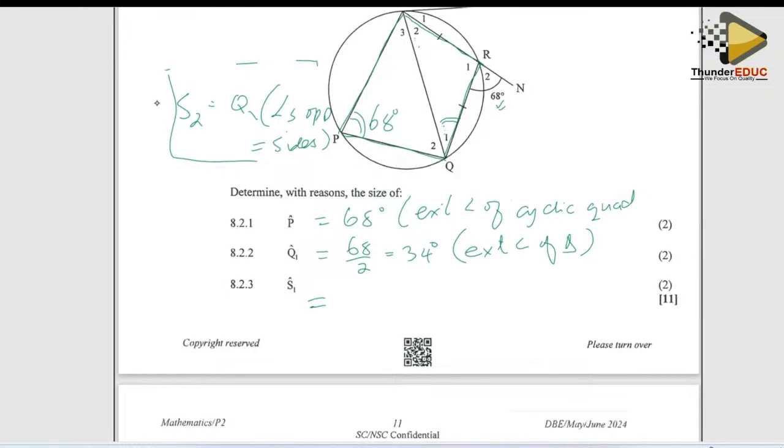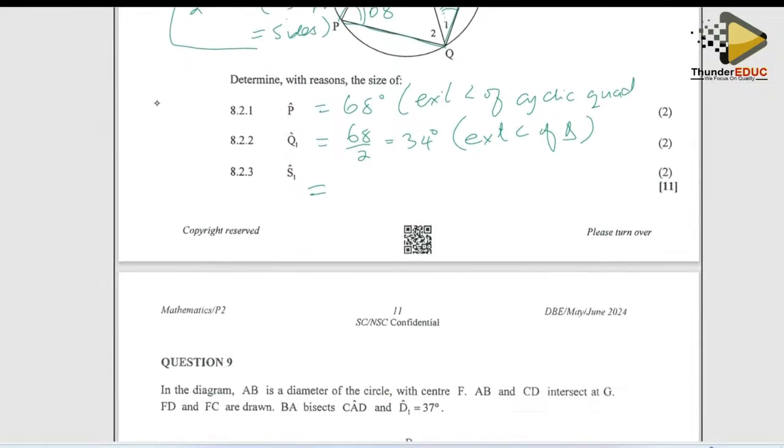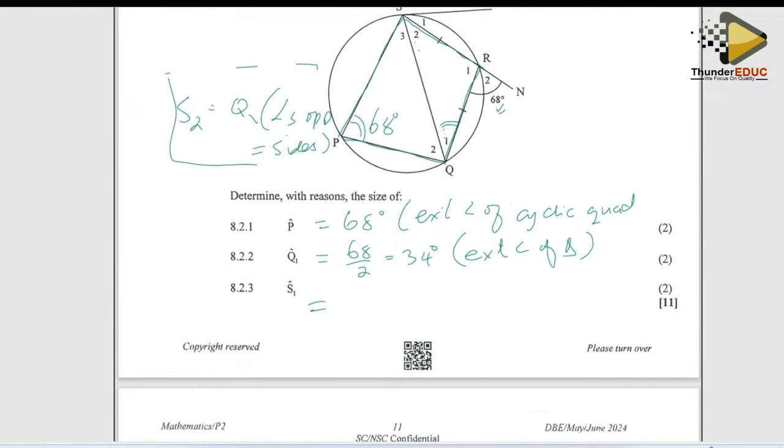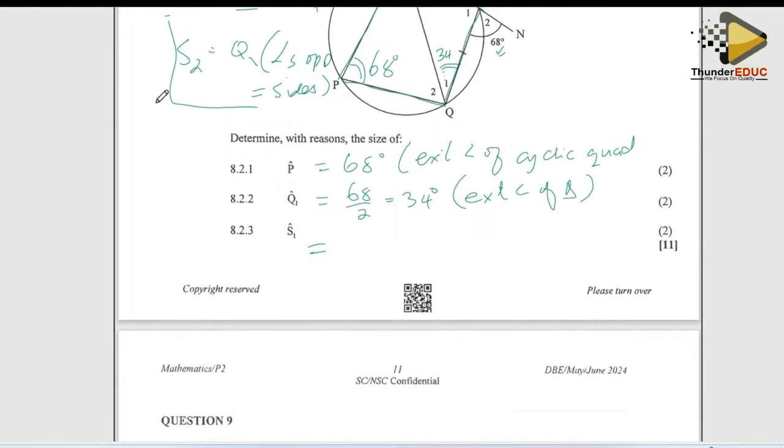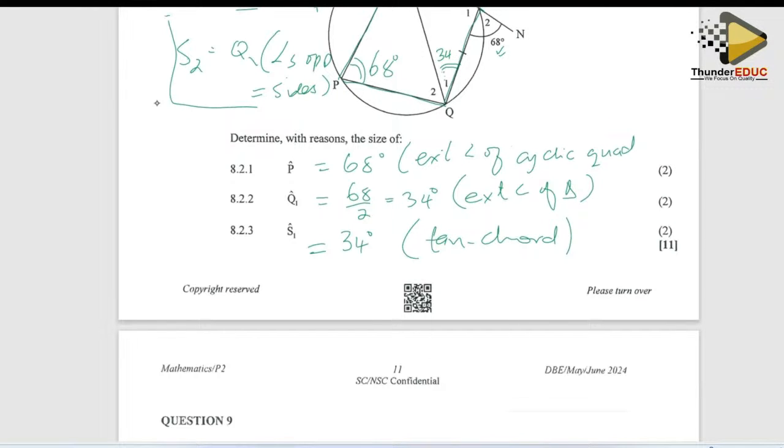Then what will our S1 be? So we're calling this 34. This is also 34. Then they want us to get S1, so we can use a tan chord. So this is a tangent, and it's going to also be 34. This is 34 degrees. Tan chord theorem. Okay, then question 9.